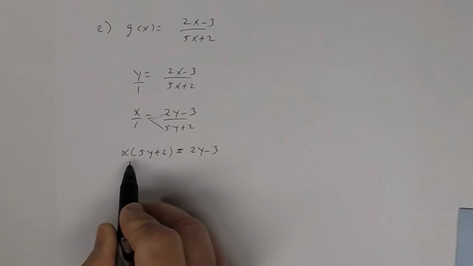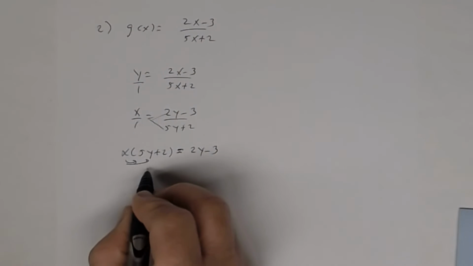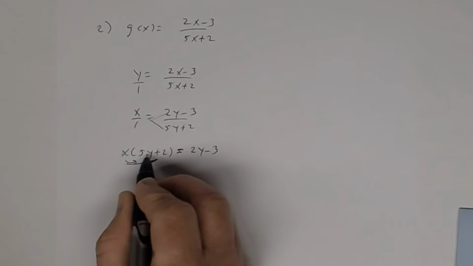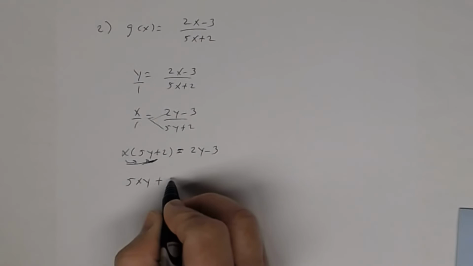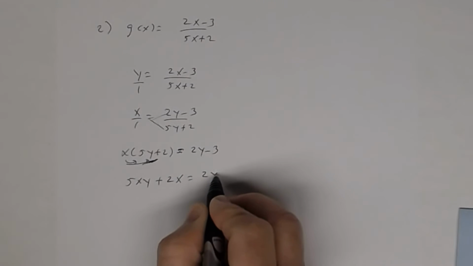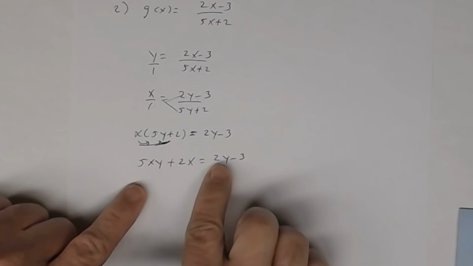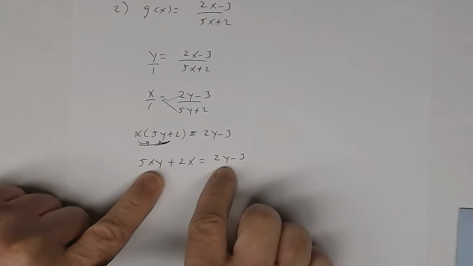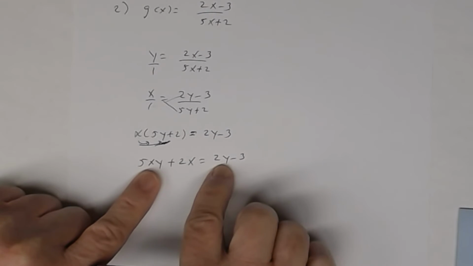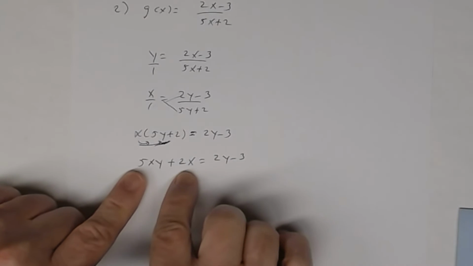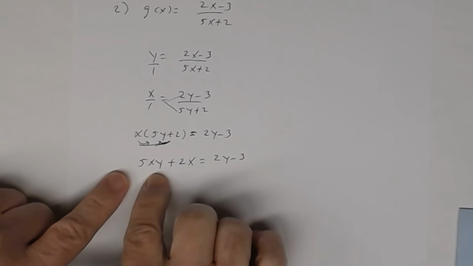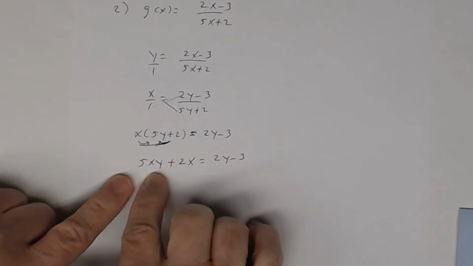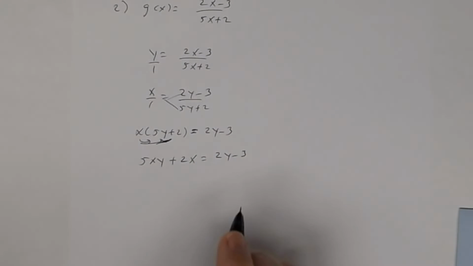And so now I'm going to go ahead and distribute the variable x. So I get x times 5y is 5xy plus x times 2 is 2x equals 2y minus 3. Now at this point I notice that I have the variable y as a factor in two terms, and they're on both sides of the equation. So I'm going to bring all the terms that have the factor y in them to one side, and the others to the other side.